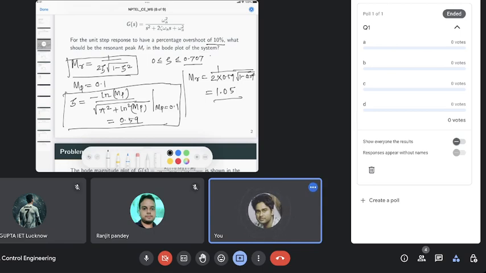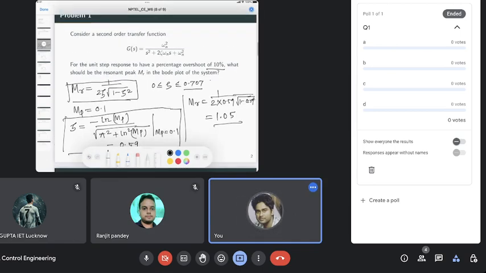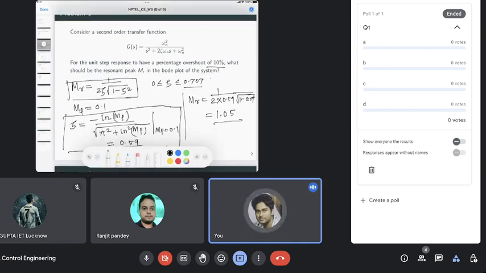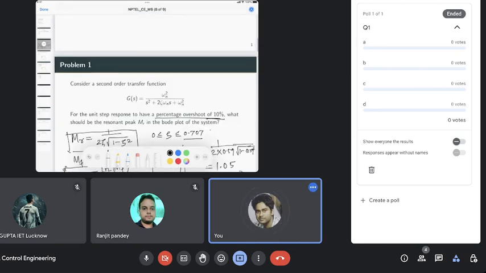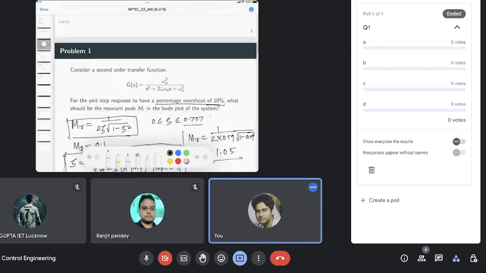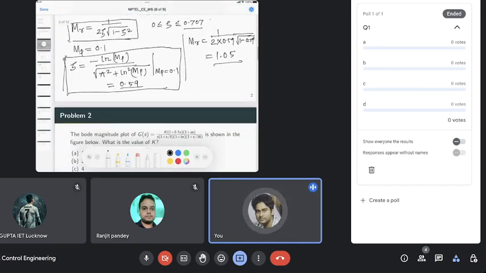As I was saying, because you are given the percentage overshoot, that is MP, you already know how to calculate the damping factor zeta. Then you just substitute in the formula of resonant peak and you will get this. So this is just a very direct question. We can then move to the next question.